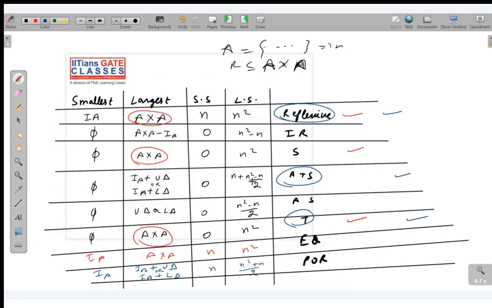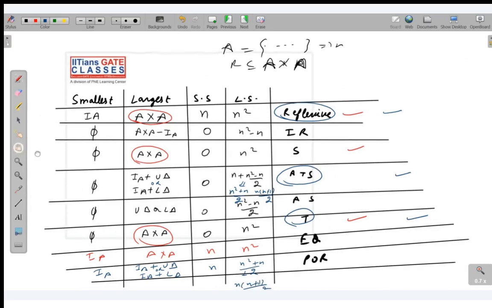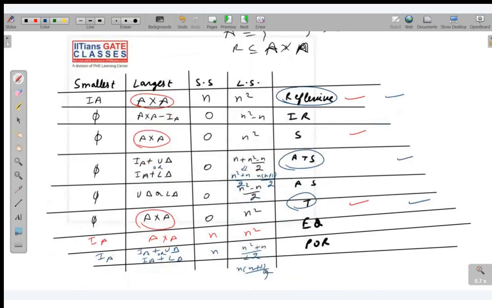I have directly written it. You can solve it. It will be n square plus n by 2, that is nothing but n into n plus 1 by 2. Are you getting it? So finally we write n into n plus 1 by 2 here also. You can solve it, we will get n square plus n by 2. Same thing.